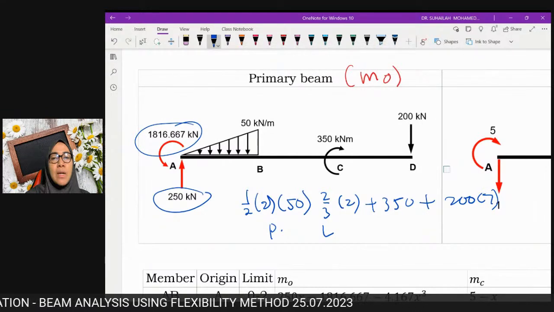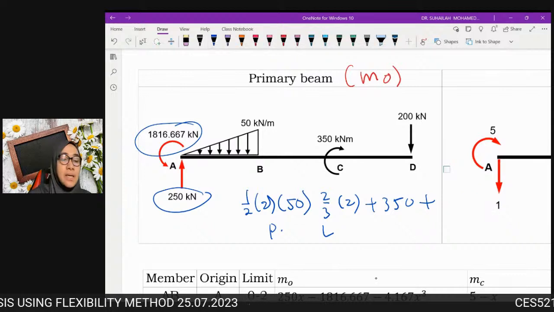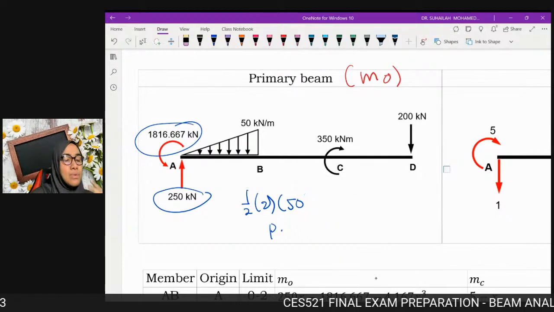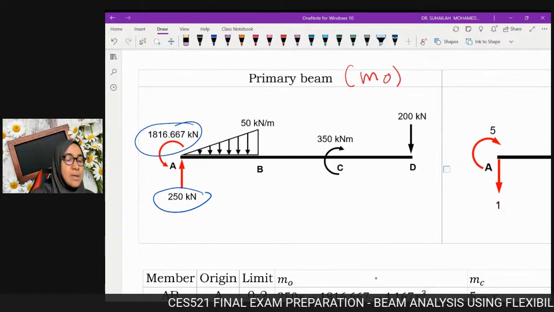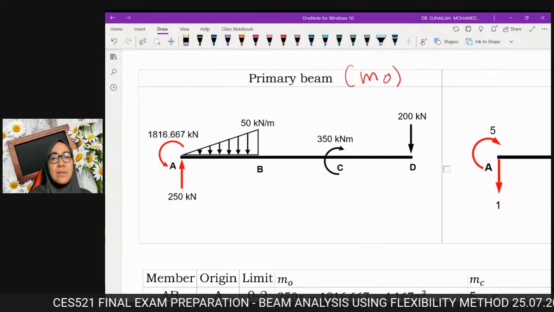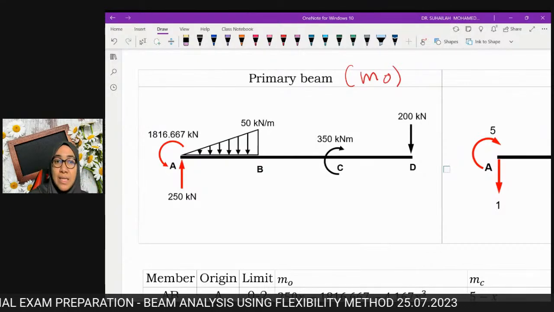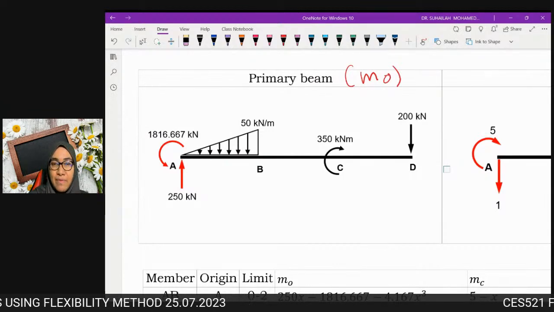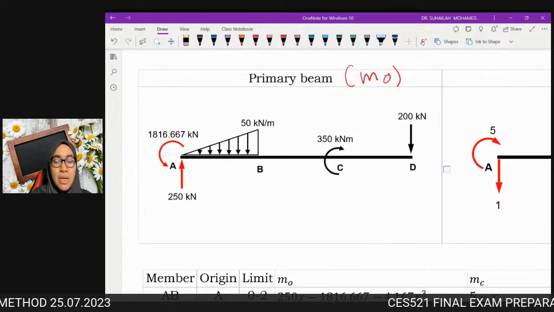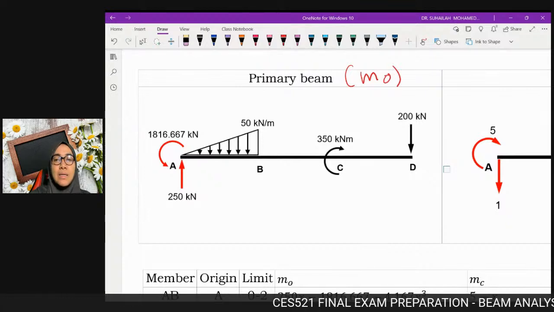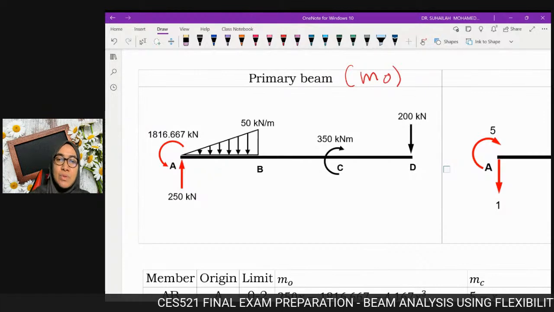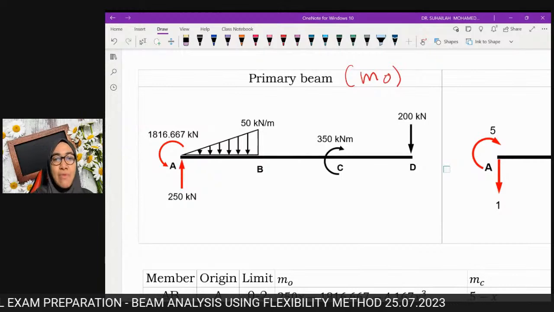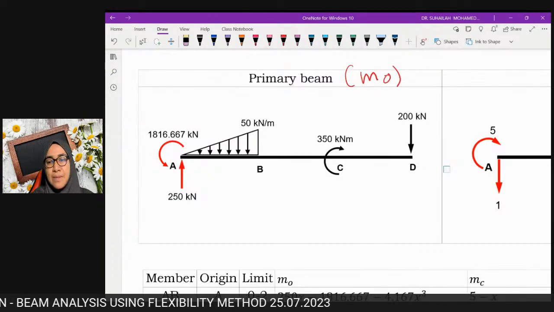So the most important thing is not how you calculate the reaction. What is most important is the value. What I want is like this: the primary beam with the reaction values, because from this we will write the moment equation. The moment equation is more important because we use the moment equation in the displacement formula.